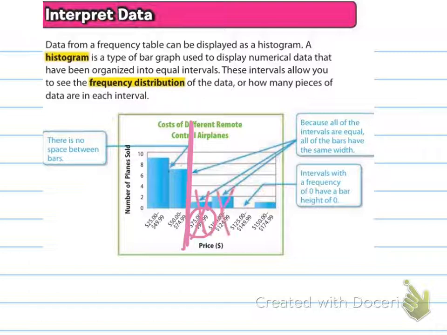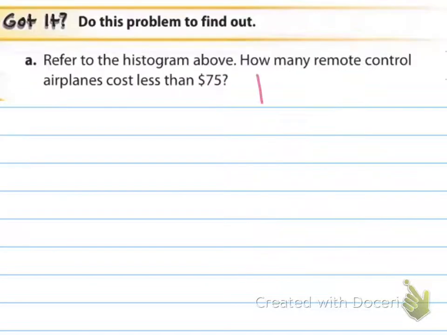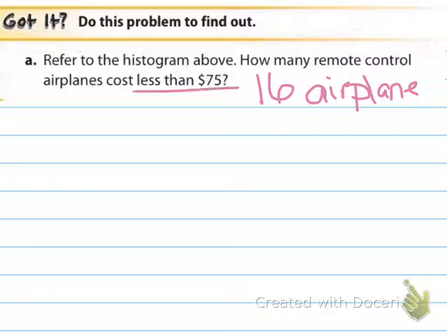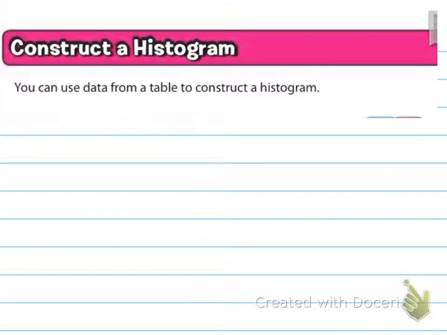It's less than 75, so it's not going to include 75. It's not going to include the 100, 125, or 150. It's only going to include prices between $25 to $74.99. And so that's going to be this 9 and 7 put together, which makes 16 airplanes. So how many remote control airplanes cost less than $75, not to include 75? That would be 16 airplanes.